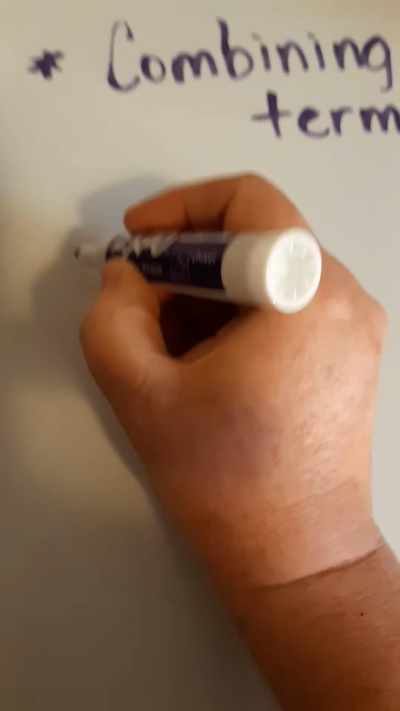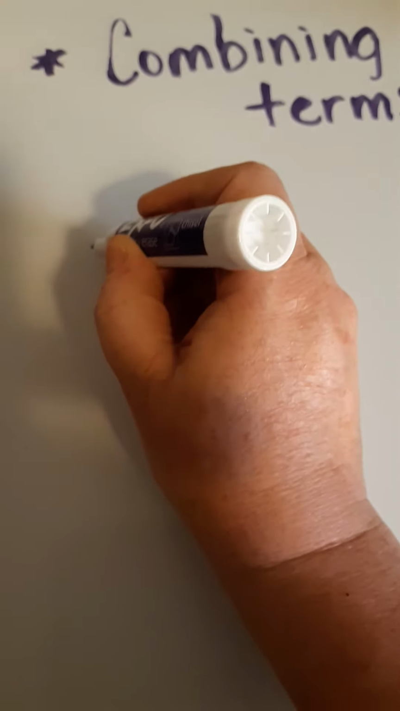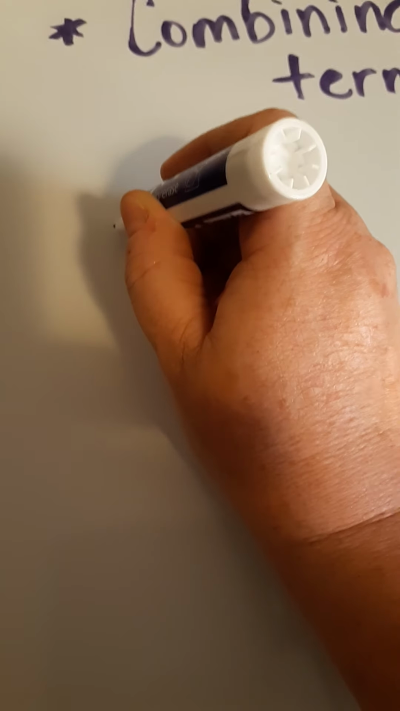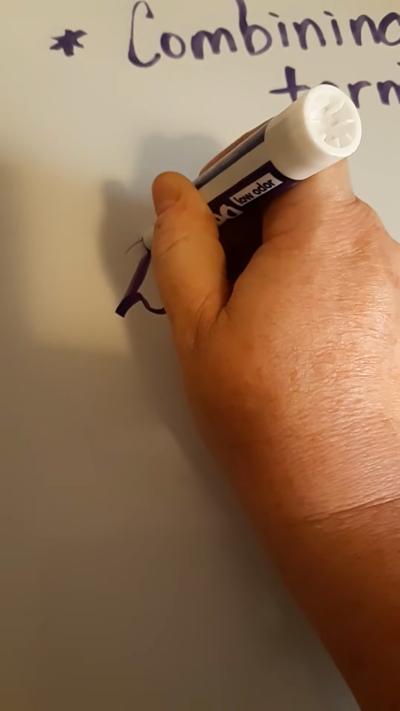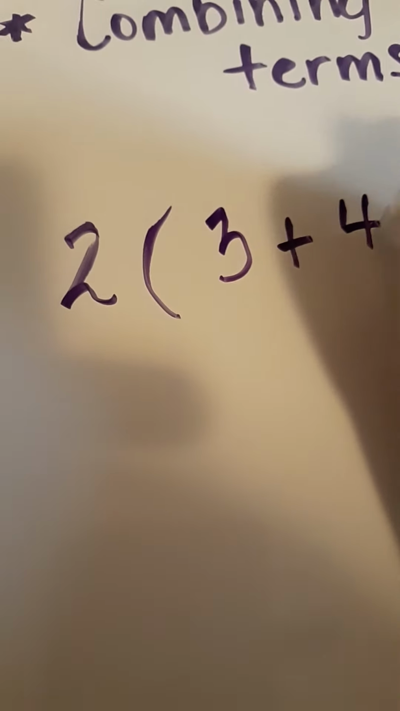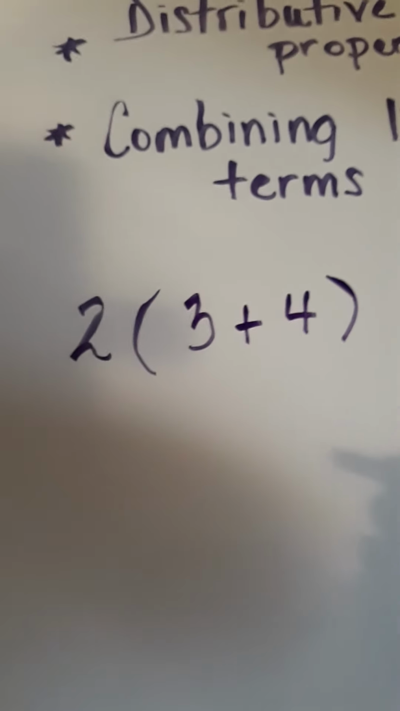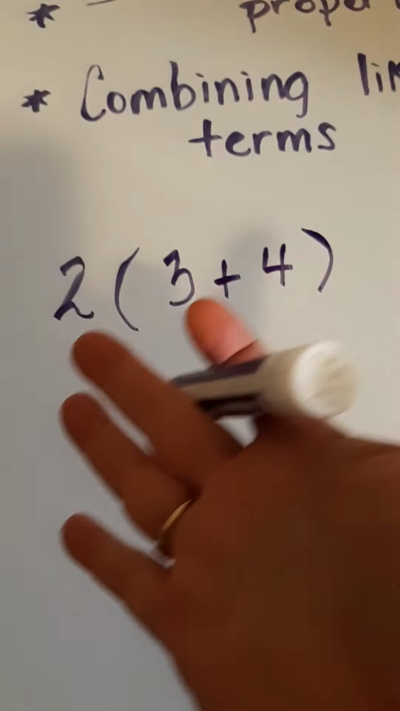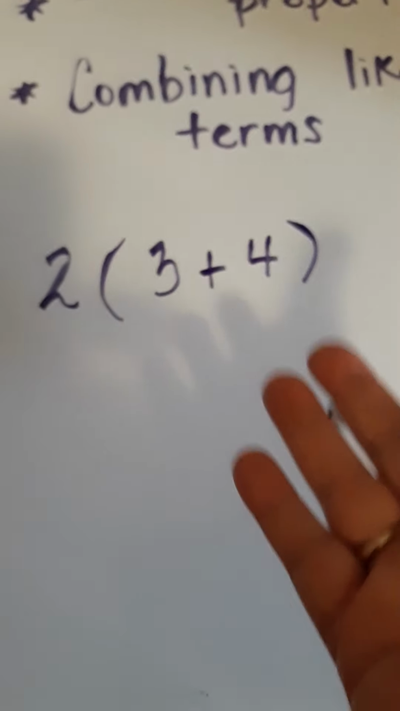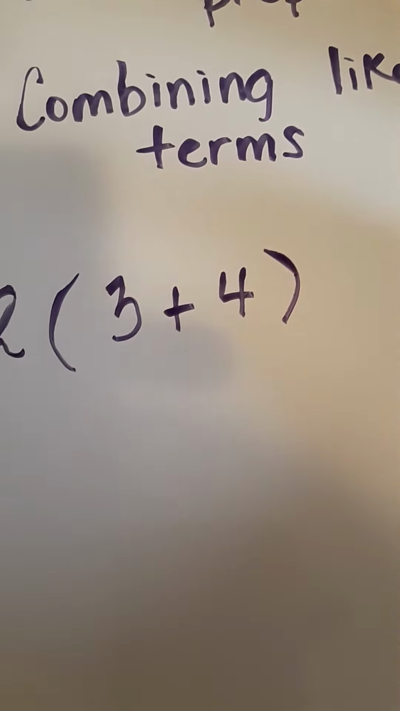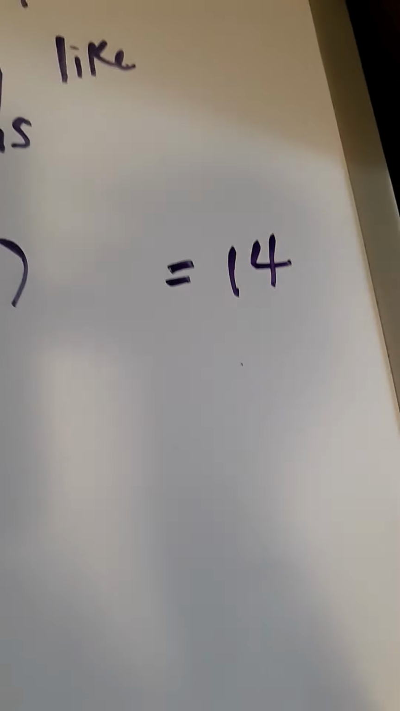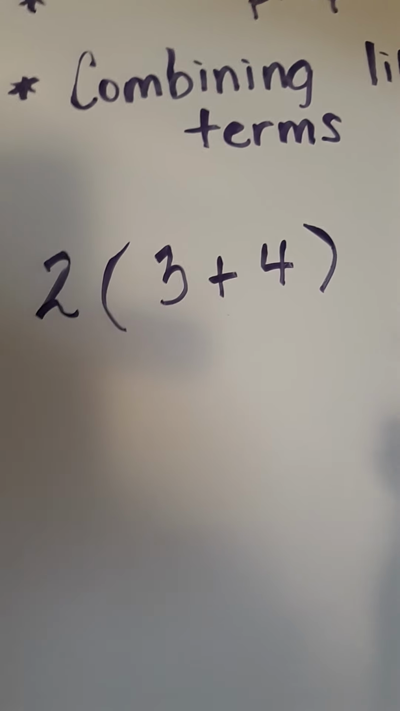So the first thing I want to talk about is why we need the distributive property. You all know your order of operations from last week. So if I had 2 times the quantity 3 plus 4, you would all know how to do that. You would do parentheses first and then multiply by the 2. So you'd say 7 times 2, and you would get 14.